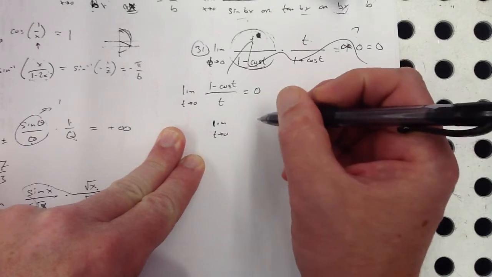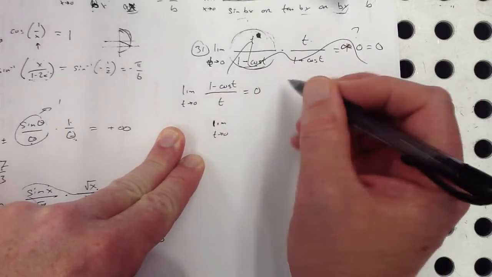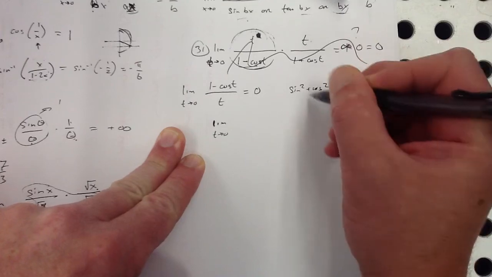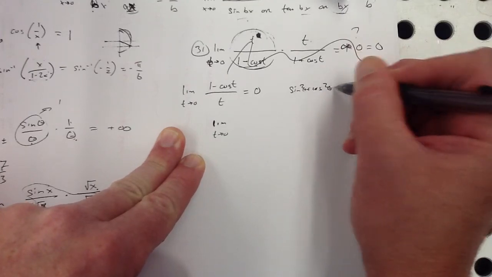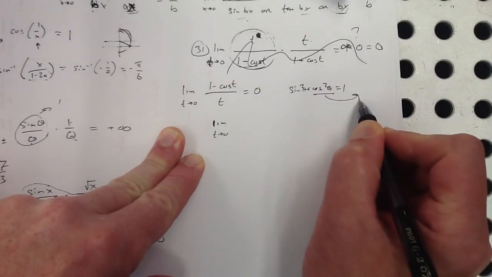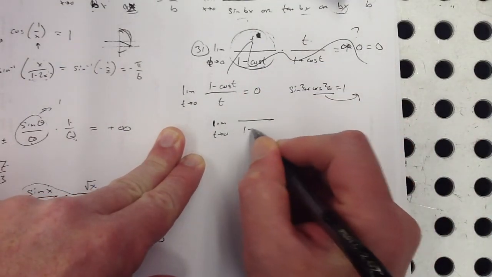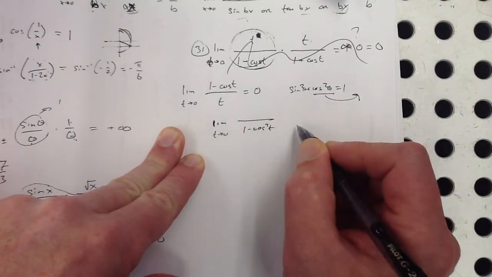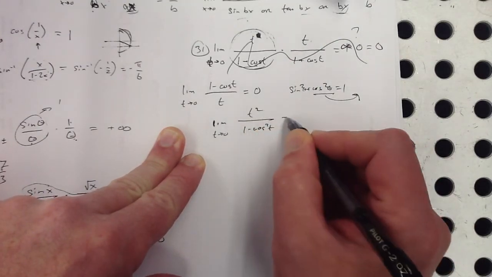Well, we noticed that because sine squared plus cosine squared of theta or whatever is equal to 1, well, if you subtracted this to the other side, then 1 minus cosine squared is equal to sine squared.